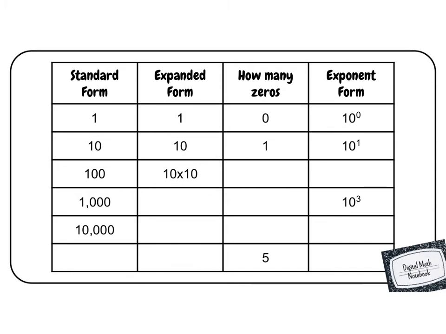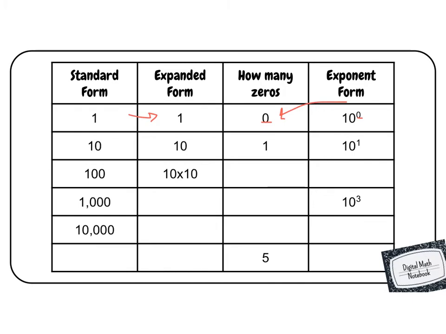So in the first row, our first number is 1. 1 is just 1, so in expanded form, it stays exactly the same. In the number 1, there are 0 zeros, so we're going to start with the number 0 here. And that means because there are 0 zeros, we would write this as 10 to the power of 0, because this 0 should tell us how many zeros there are in the number.